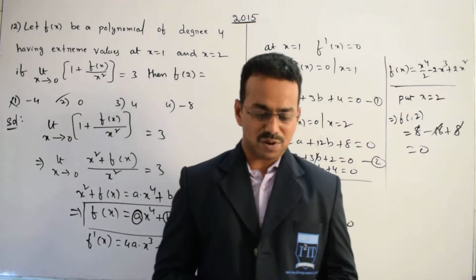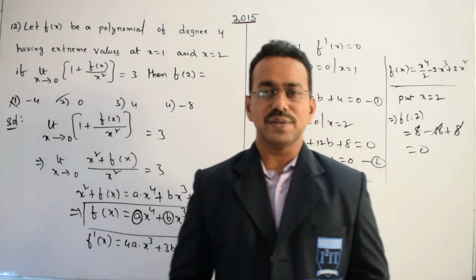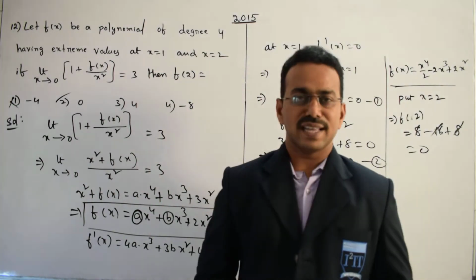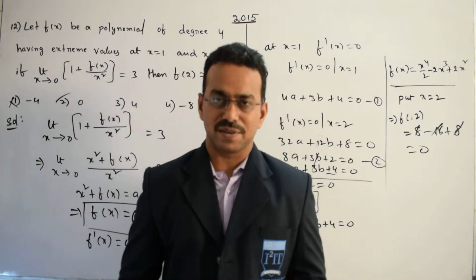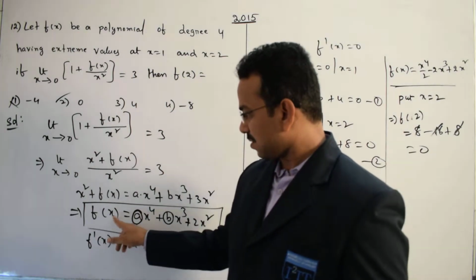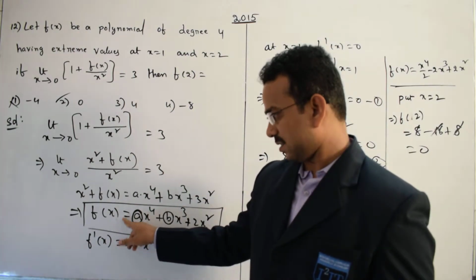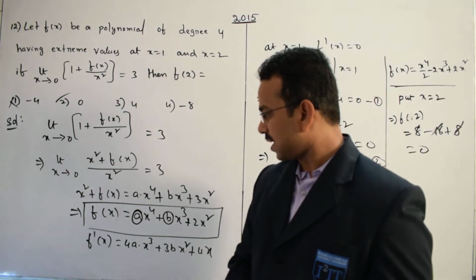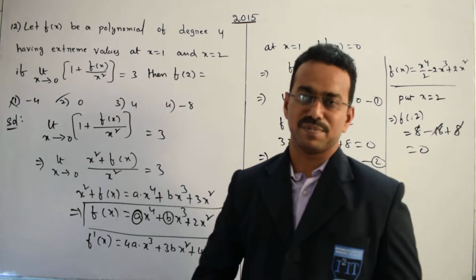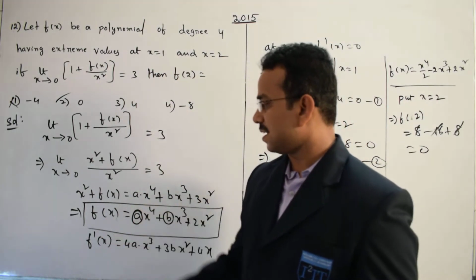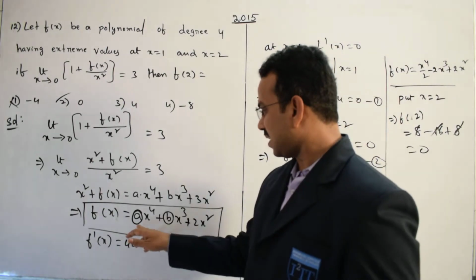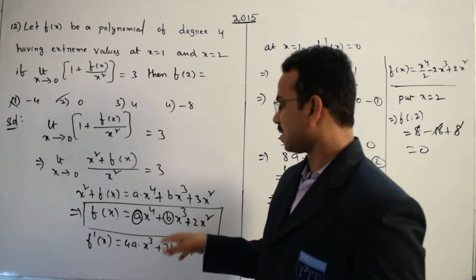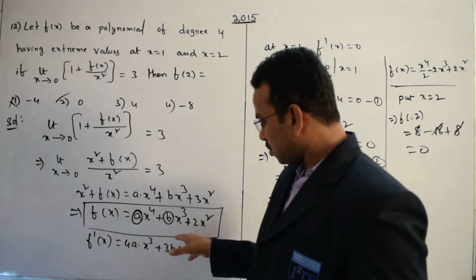At last, what is the process we applied here? Simply we simplified the limit and then we guessed the nature of the function f of x. From that easily we can get f of x equals a into x power 4. Since they have given some information about f of x, finally f of x has been guessed as a into x power 4 plus bx cube plus 2x square. So it should be 2x square.